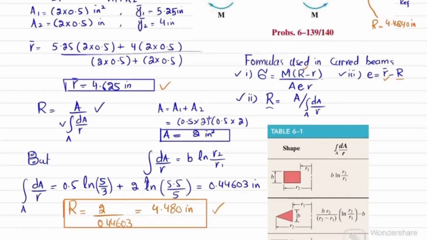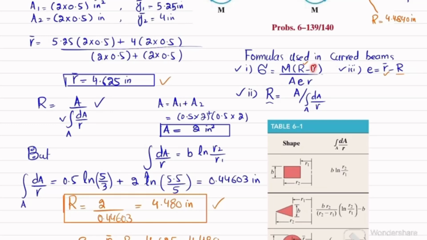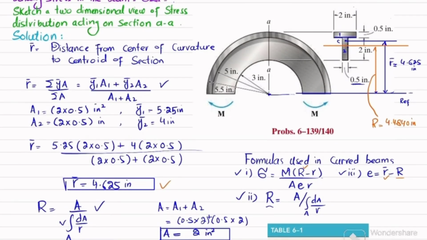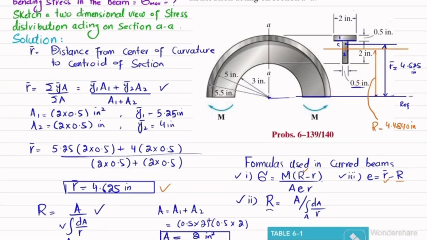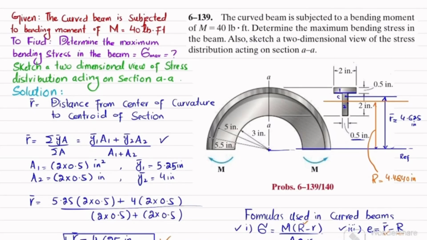Now each and every value is available except this r. This r, I have already told you, is the distance from the center of curvature to any point where you want to find the stress. It can be anywhere like this. Since we have been asked to determine the maximum bending stress in the beam, the maximum bending stress will occur either at this point or at this point.